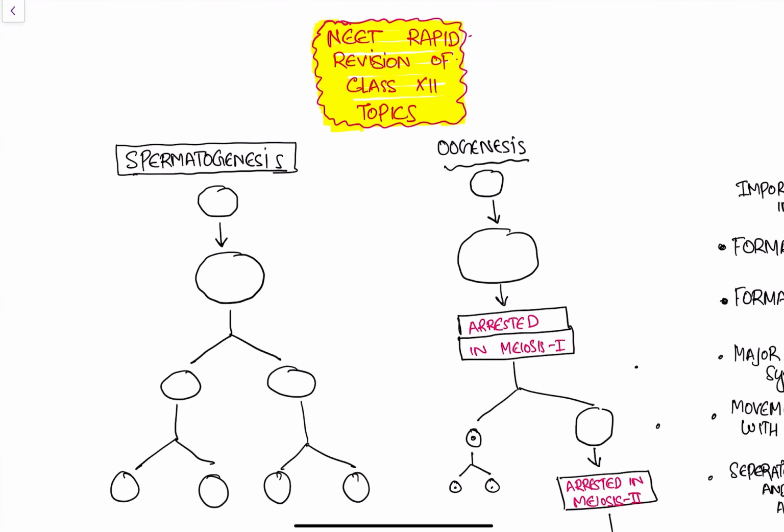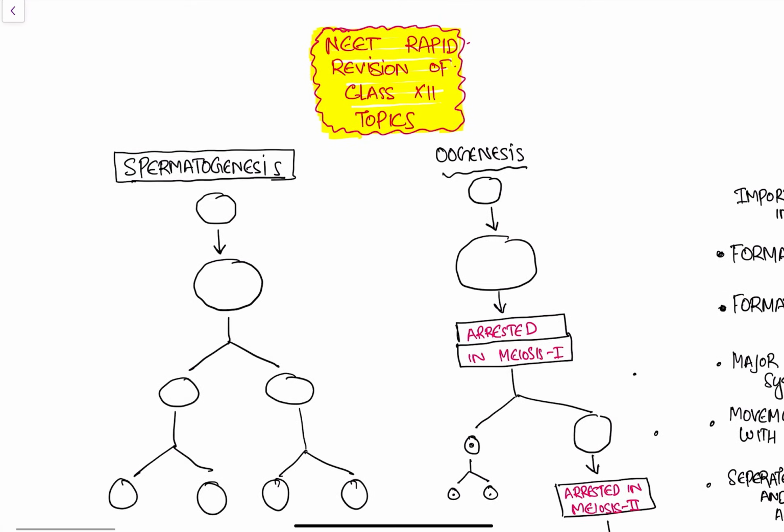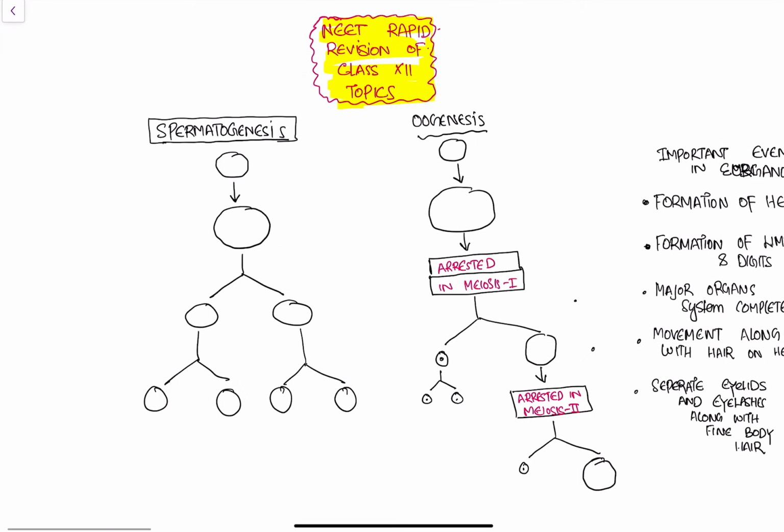Welcome to this next session of Reproductive. Now, in this session, I have selected some of the class 12 topics which are important for NEET 2022.